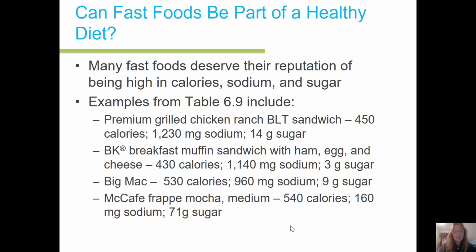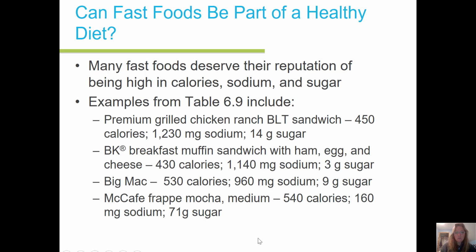Here, this is just showing some different calorie contents of some different fast foods and how the fast foods deserve that reputation of being high in calories, high in sodium, and high in sugar. So people who even choose like a grilled chicken sandwich, say you're going out to a fast food restaurant and you're like, I'm going to choose grilled chicken, it's a healthier choice. Well, if you look here, it still has almost 500 calories in it, just the sandwich, 1,200 milligrams of sodium, and 14 grams of sugar.